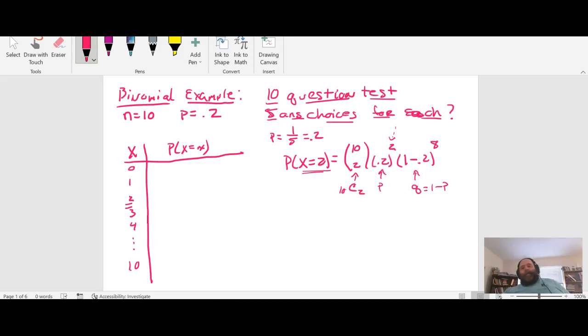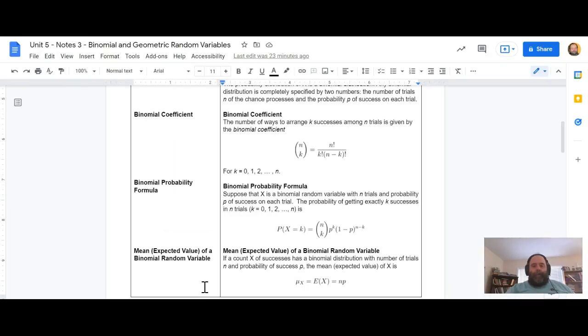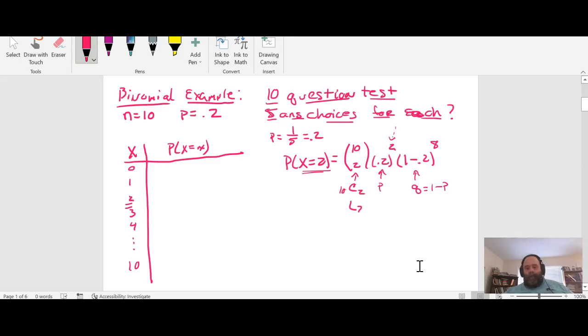I can actually use the calculator to get this. Now it also gives me this crazy formula, right? It tells me that the formula is n factorial over k factorial times n minus k factorial. Okay, so let's do that. That would be n factorial, so 10 factorial, over k factorial, so 2 factorial, times n minus k factorial, so 8 factorial.